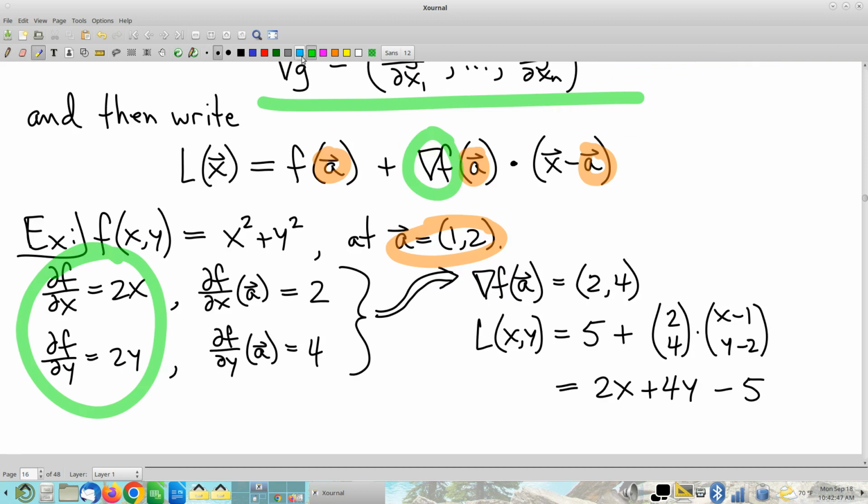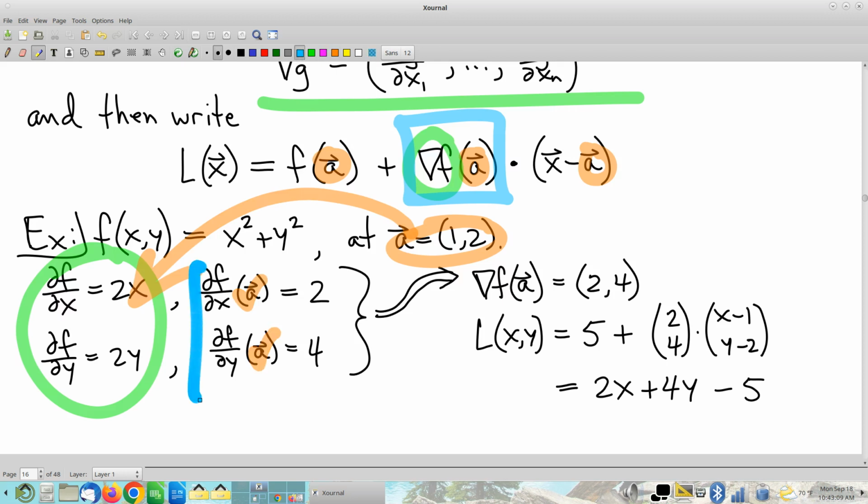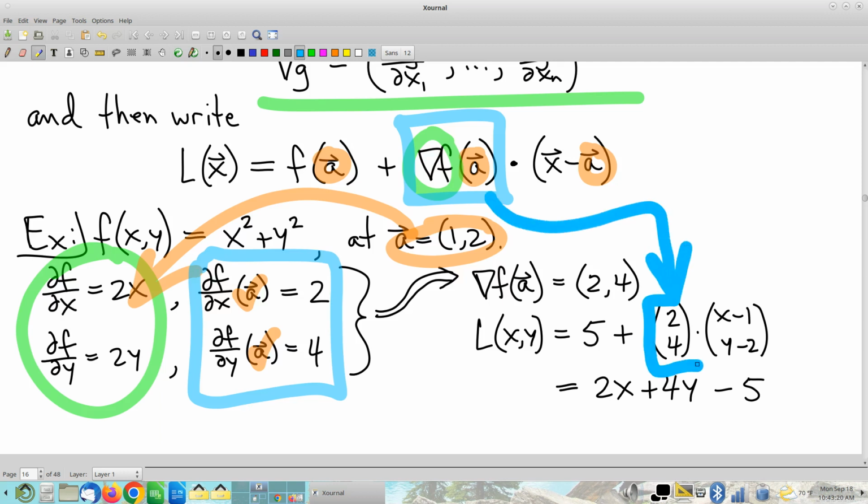Now, notice the formula specifically says that I need to plug in for the gradient, right? I don't want to leave the gradient as a function of x and y. I need to know what is the gradient at my given point 1, 2. So notice I am literally plugging that point into there as indicated like that. And this then is my gradient evaluated at the given point. So the evaluated gradient, 2, 4, and notice it just goes right there where the formula says it's supposed to go. Anybody happy?